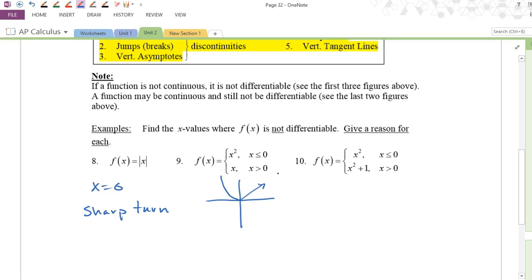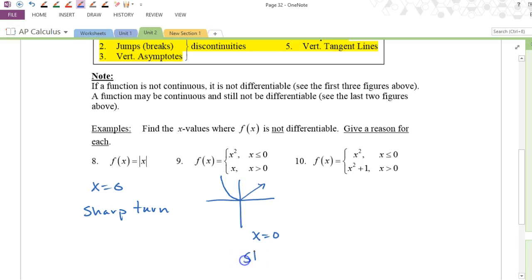So the answer is exactly the same as number 8. It's still a sharp turn. You would want it to be nice and curvy. I think the best way to explain it is that the left-hand side is curvy, but then all of a sudden it has a quick change in the way you would draw it. So they would call it a sharp turn.